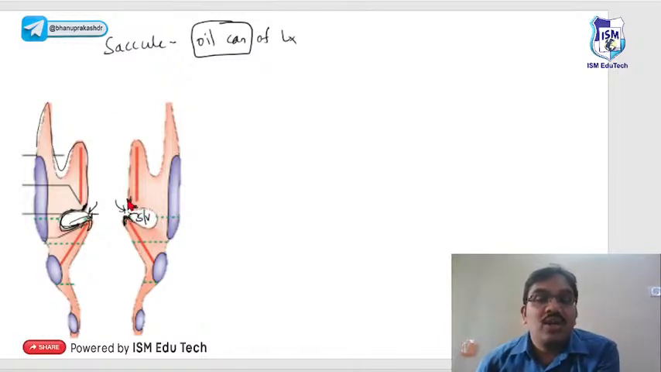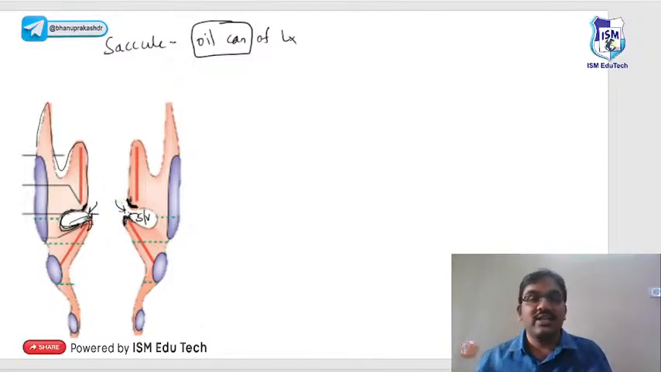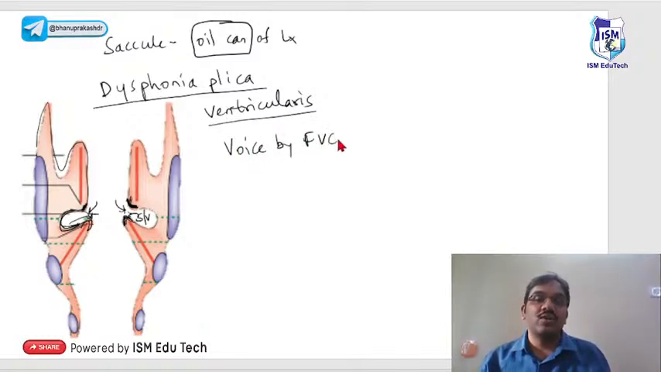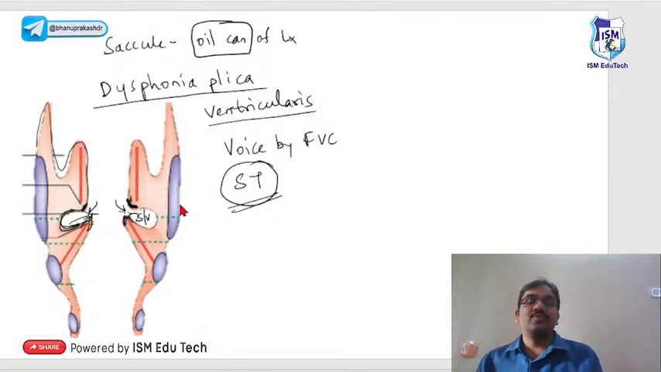And this lower border of the aryepiglottic fold is the false vocal cord. Instead of the true vocal cords approximating each other during phonation or voice production, in some cases the upper false vocal cords approximate instead. That condition is called dysphonia plica ventricularis. Hope you are getting my point. What does dysphonia plica ventricularis mean? Voice produced by false vocal cords, right? A simple speech therapy will help the patients come back to normal. The treatment is only speech therapy.